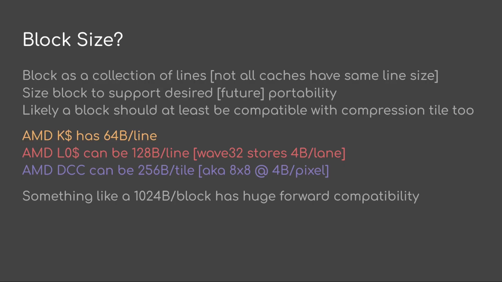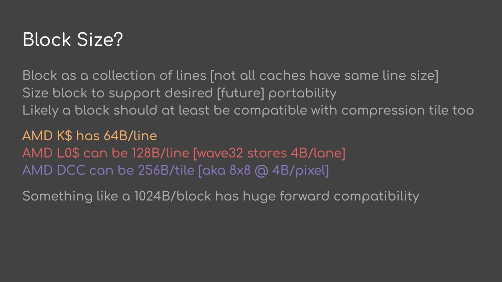So what is a block? A block is a collection of lines. Note, not all caches have the same line size. You want to size your block to support the desired feature portability. Likely a block should at least be compatible with the compression tile too.